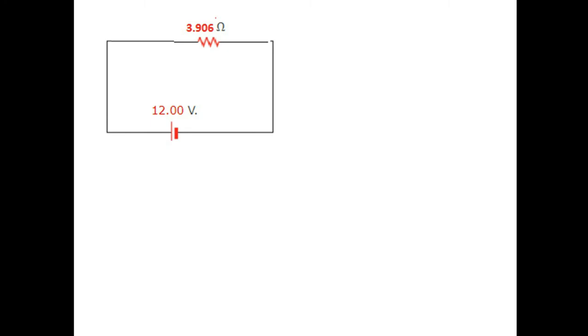Now we have to find the current passing through this circuit. It can be found from Ohm's law. From Ohm's law we know that voltage equals I times R. V equals IR, and the R here is the equivalent resistance, the total resistance of the circuit. The voltage given here is 12 volts, and we don't know the current. We have to find that, times the resistance.